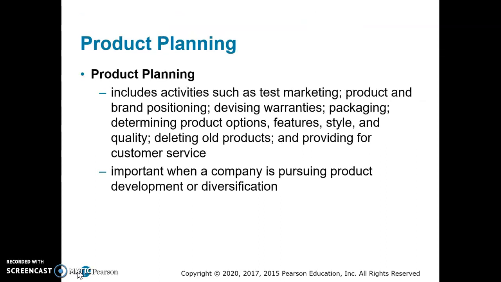All right, our product planning really looks at identifying our products and services. This includes things like test marketing, branding, warranties, packaging, features, style, quality, getting rid of old products and services, customer service. And this is really important when a company is pursuing a product development or diversification strategy, which we'll talk about later on.